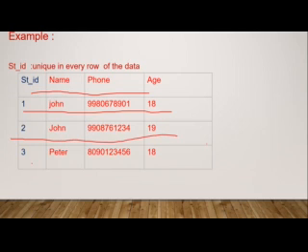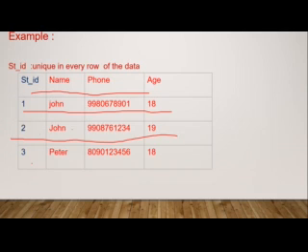Here we can make a combination of keys, that is student ID. A student ID is unique in every row of the data, so it can be used to identify each row in a unique way. If you have student ID 1, we can understand the name of the candidate is John and age is 18, and so on. We can get all the information properly here.